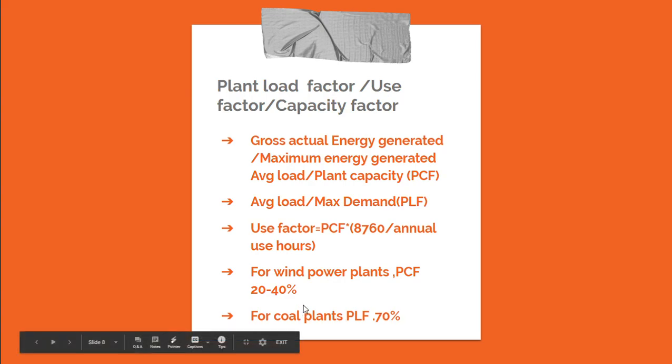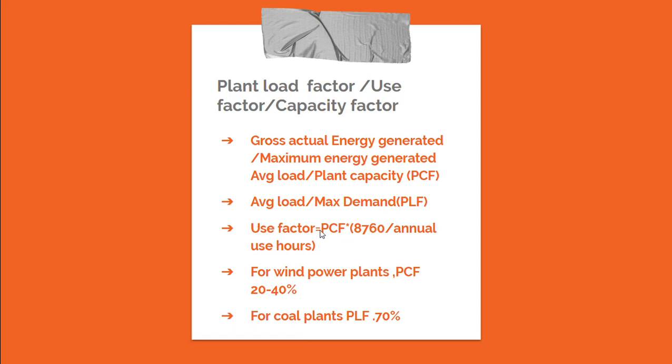There is a third parameter which is also equally important, which is known as the use factor. So the use factor, how do you calculate? The use factor is the plant capacity factor into, and I'm talking about the annual use factor, the annual hours in a year, you know that there are about 8760 hours, upon the annual use hours. So actual hours of usage.